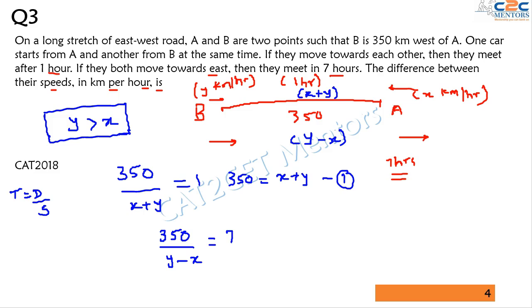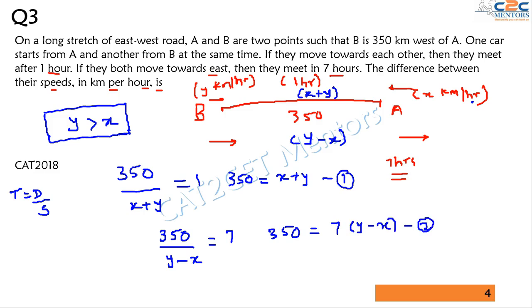Now if I was going to use absolute speeds, I would have to assume some point over here where both of them will be meeting, and in that scenario both of them would have traveled some different distances. But as we are using the relative speed concept, B has to travel only 350 kilometers with respect to A, and hence this equation is being made. And this is equal to 350 is equal to 7 multiplied by y minus x. This is my equation number 2.